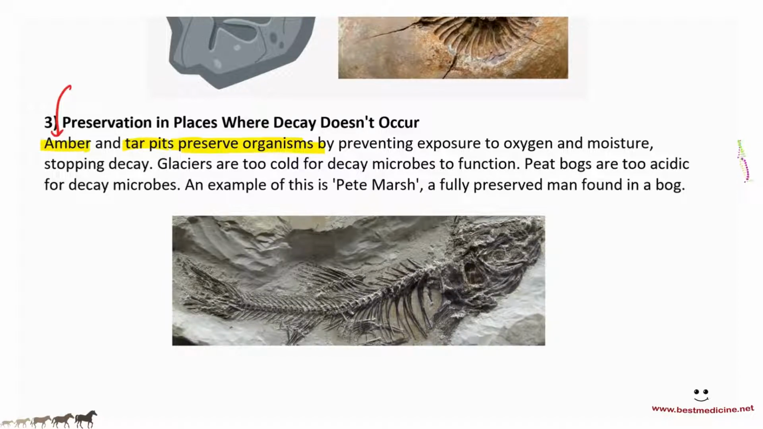or it is trapped, for example, in peat bogs, which are too acidic for the bacteria to work, then you would have preservation. Glaciers, for example, are too cold for decay microbes to function, and therefore inside glaciers, inside ice, as well as inside peat bogs, you could have trapping of even entire human beings. A very popular example is Peat Marsh Man, a person who was discovered fully preserved, and he was found in a peat bog.